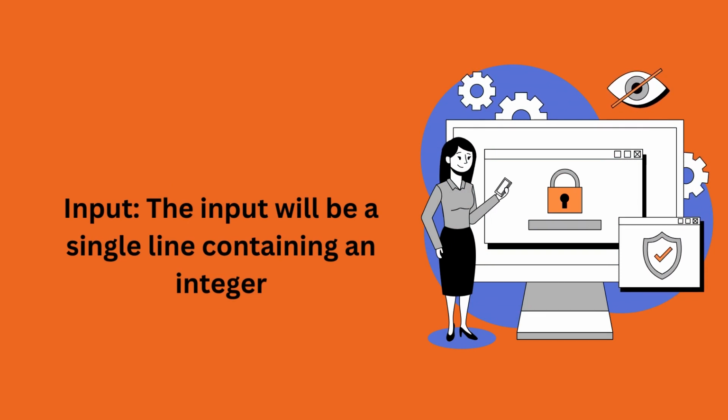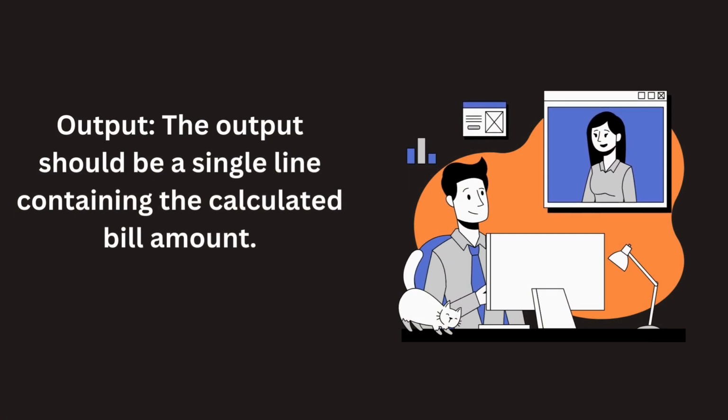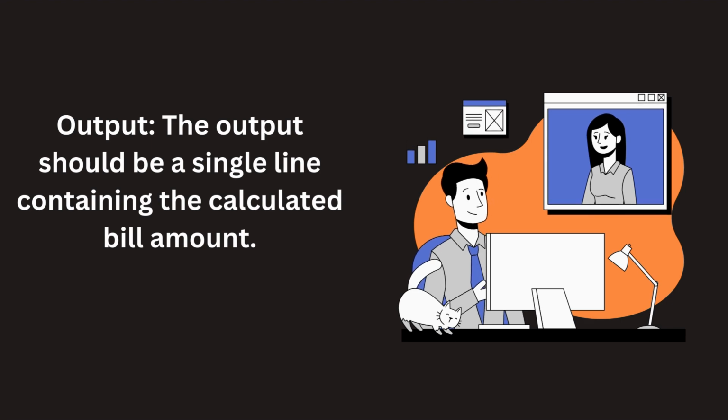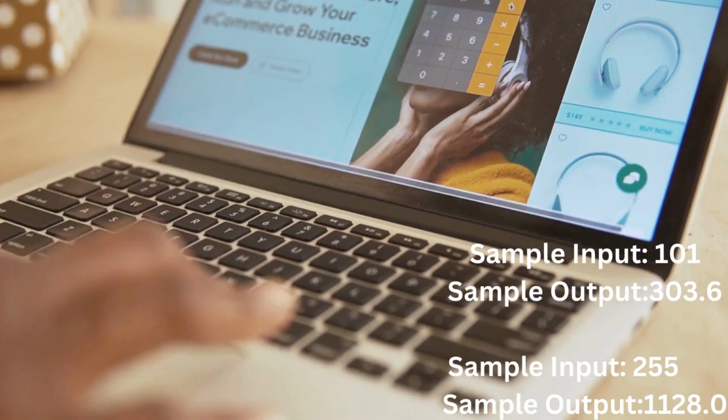Input. The input will be a single line containing an integer. Output. The output should be a single line containing the calculated bill amount. Sample input and output will also be given for your reference.